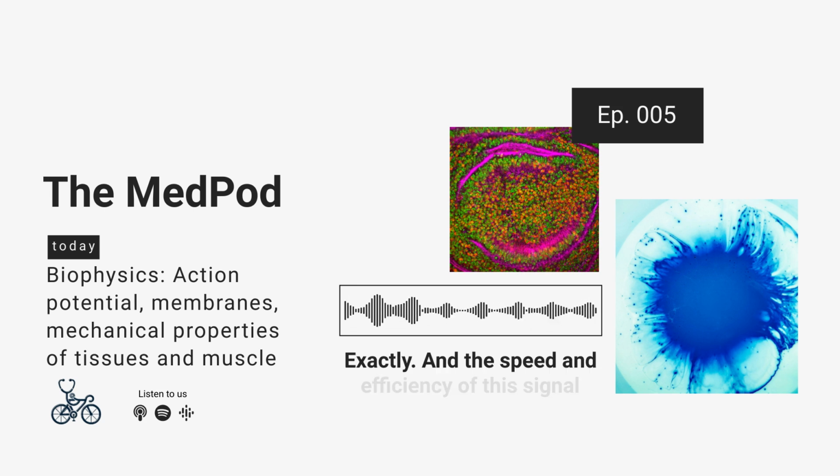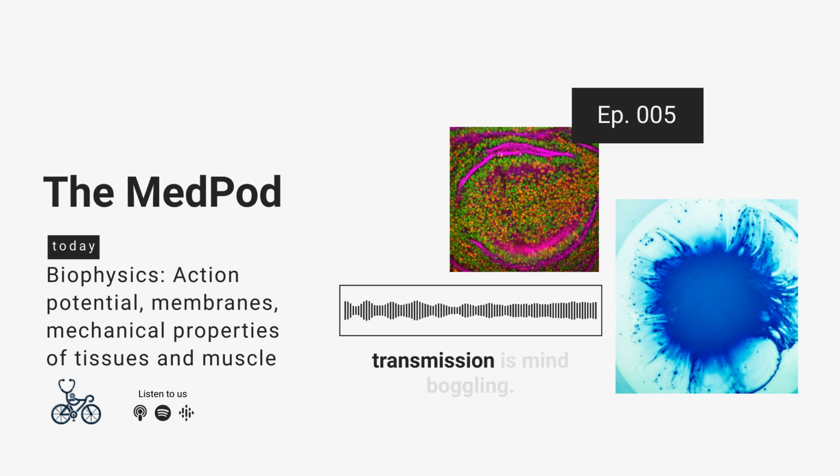Exactly. And the speed and efficiency of this signal transmission is mind-boggling. I know. It's how you can react to stimuli in a fraction of a second. So from feeling a pinprick to seeing a flash of light, it's all thanks to these rapid changes in the resting membrane potential. It's amazing how much is happening at the cellular level, all orchestrated by the physics of ions and membranes.